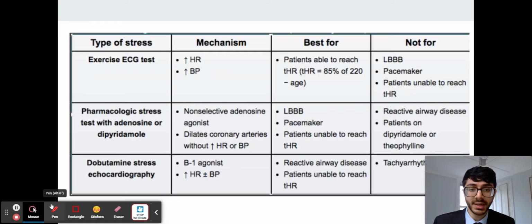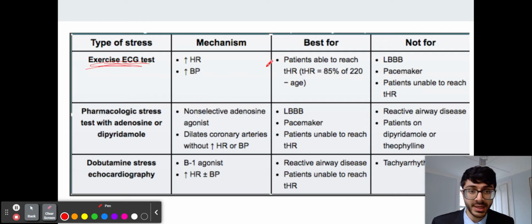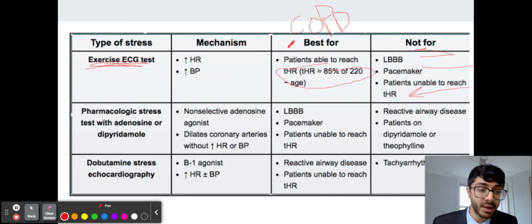And the next thing again is the same thing. If you're doing exercise stress EKG, you cannot do it in left bundle branch block, you cannot do it with a pacemaker, and you cannot do it if they cannot reach target heart rate. And that target heart rate is this. The way they test this is they give you really bad COPD, or really bad osteoarthritis, or a knee replacement or something. They can't walk. If they can't walk or can't run, they can't exercise EKG them.